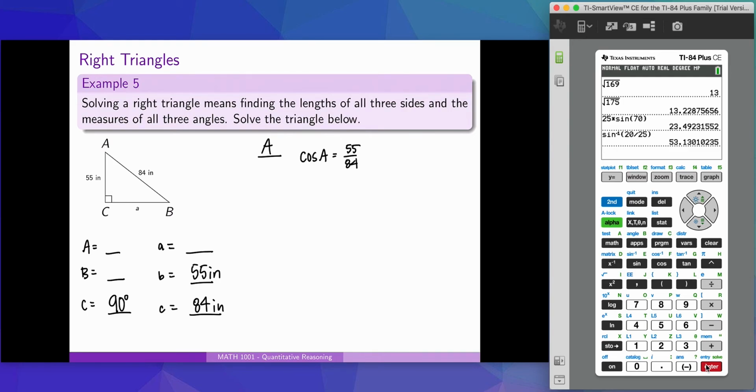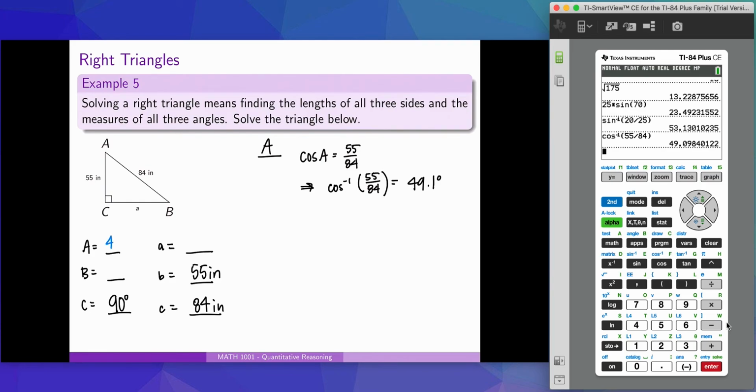And so this is like what we solved just a minute ago. I need to undo the cosine function. I undo a cosine with an inverse cosine. So I can take the inverse cosine of that number, 55 over 84, and I get 49.1. We'll just do one decimal place. So 49.1, and that's degrees. That's saying that angle A is 49.1 degrees. Remember, if I take the inverse cosine, I'm actually finding the angle measurement. All right, so there's angle A.